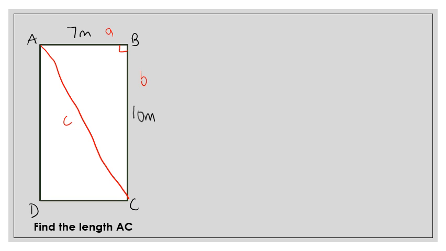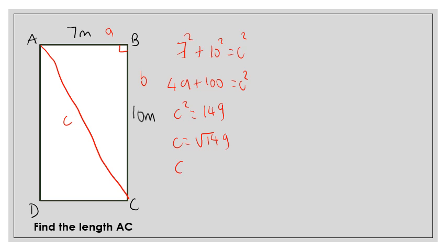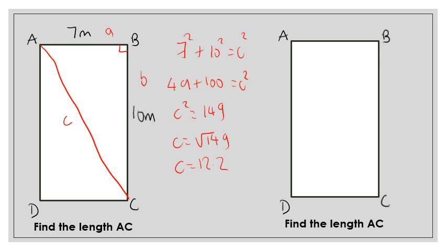We're finding the hypotenuse because it's opposite C, so we're going to do 7 squared plus 10 squared equals C squared. We then get 49 plus 100 equals C squared. So C squared equals 149 and C equals the square root of 149. C equals 12.2. So can you now have a go at this question on the right?